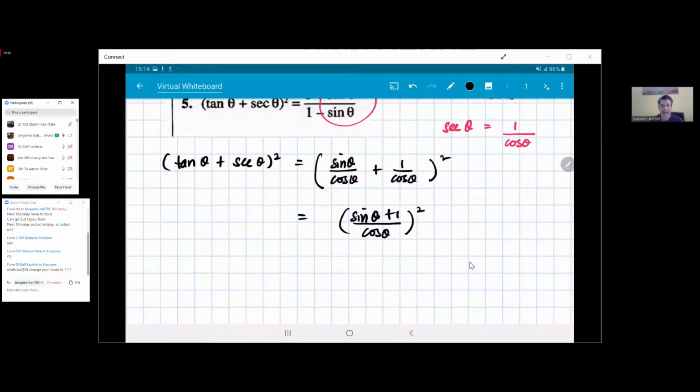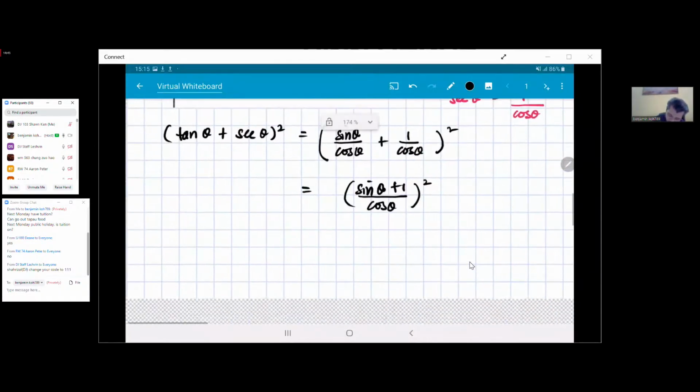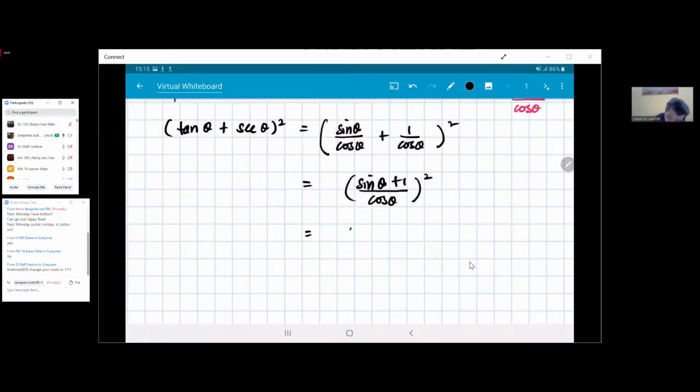What else? Okay, now when you have a fraction with a square, you must square up and square down. Okay, so you square up. So when I square up first, what I'm going to do is I'm going to write bracket sine theta plus 1 bracket square. Then yang bawah ialah cos when I square. Now remember, cos when you square, it becomes cos square theta. Okay, cos square theta. All right.